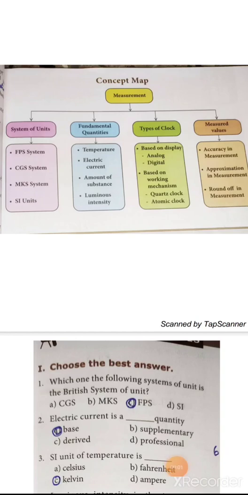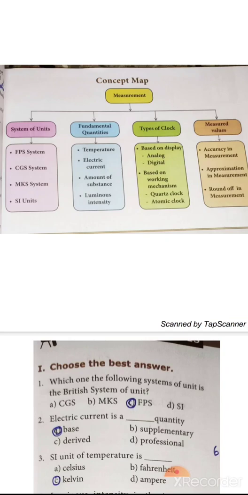In this lesson we have learned systems of units, fundamental quantities, types of clock, and measured values. FPS is the British system; CGS and MKS are the metric system. SI stands for International System of Units. There are 7 fundamental units in the SI system. Do you remember them? Yes: length, mass, time, temperature, electric current, amount of substance, luminous intensity.